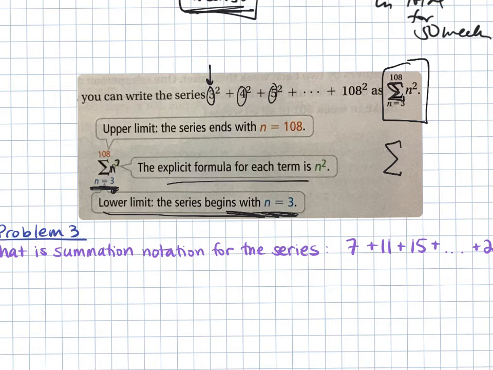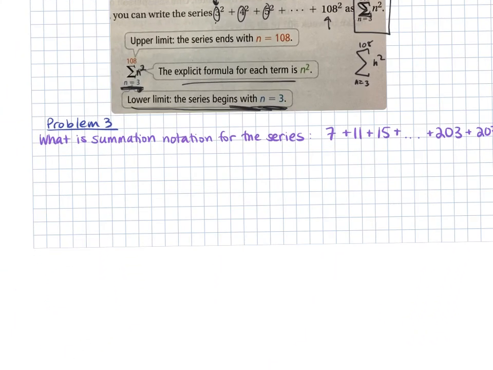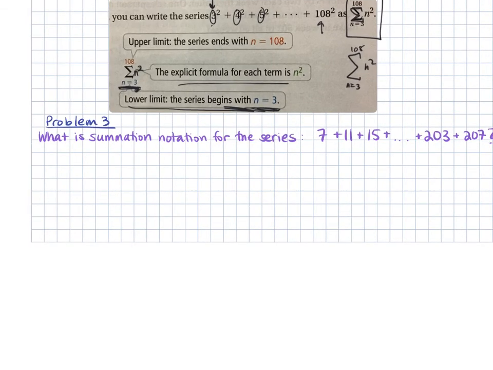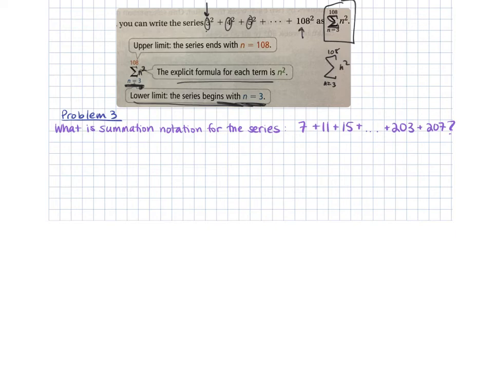And then the square doesn't change. So you start with n is 3 and you end when n is 108. So this would be n equals 3 to 108 and then n squared. Okay, so that is series notation. Problem 3 is asking, what's the sum, or we're calling it summation notation. I like calling it series notation, but let's call it summation notation for this series here.